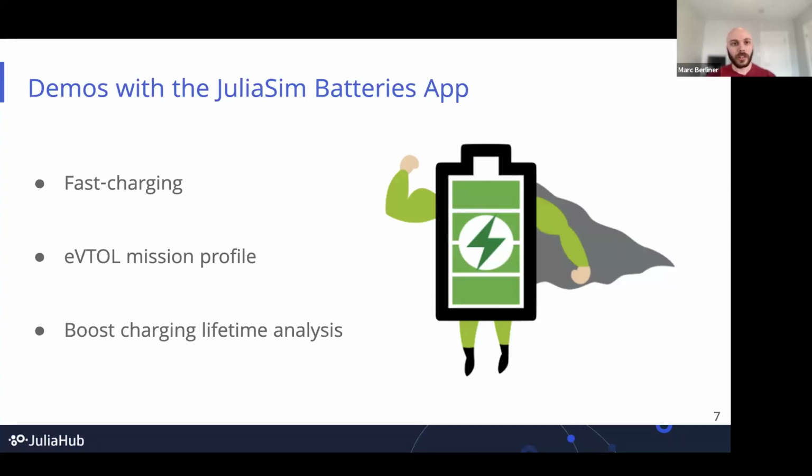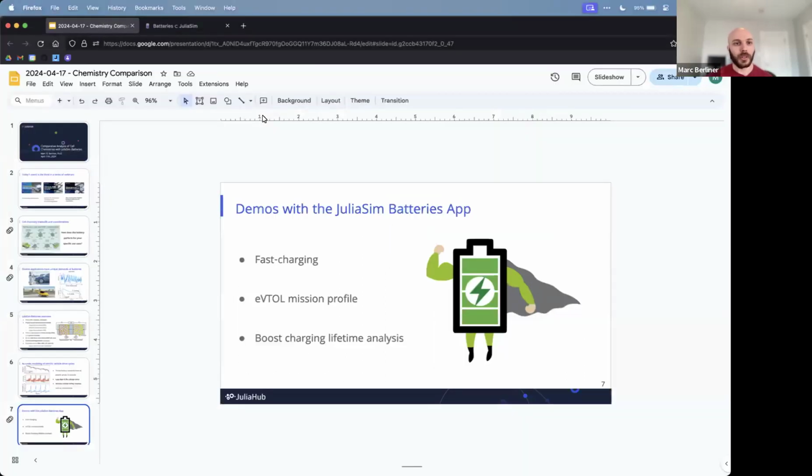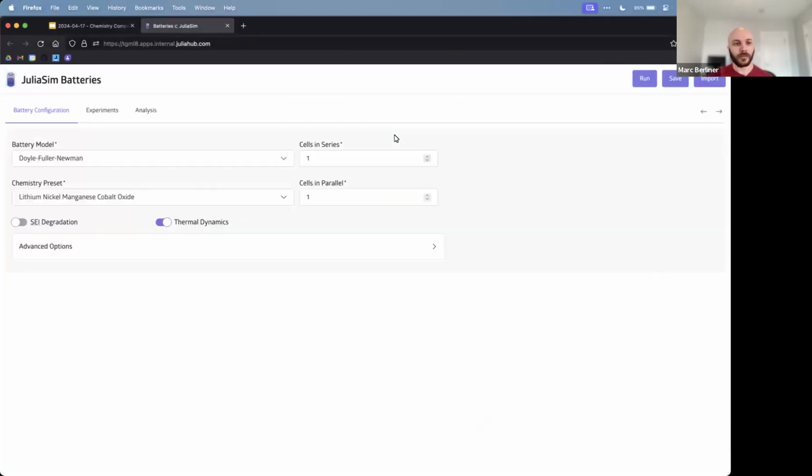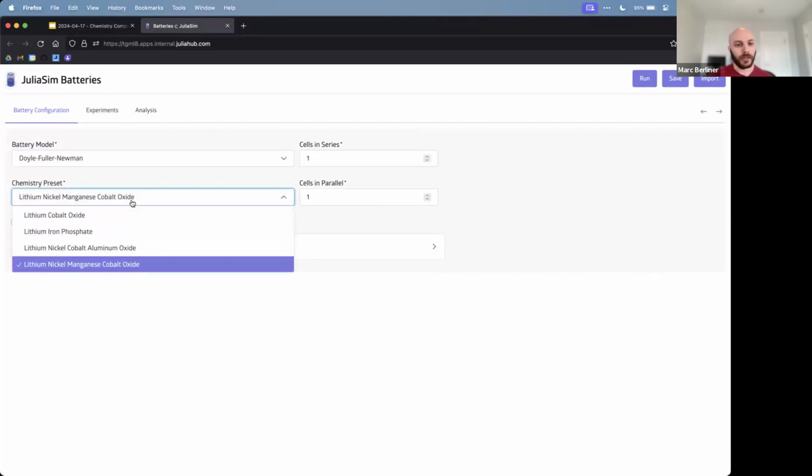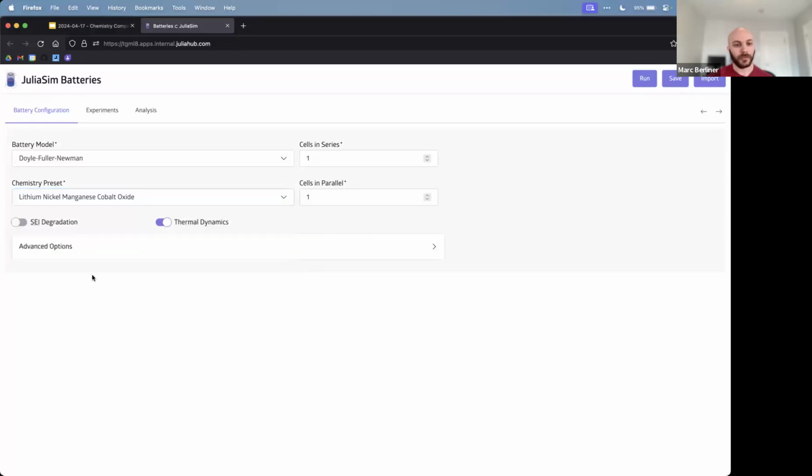So let me switch over to the JuliaSim Batteries GUI. And here we have the GUI for the JuliaSim Batteries app. So we have these three physics-based models that are available for our system: Doyle-Fuller-Newman, SPM, and the SPM with electrolyte. And we have a few sets of chemistries that we can pick from. So for this first example, we're going to go with an NMC chemistry cell.